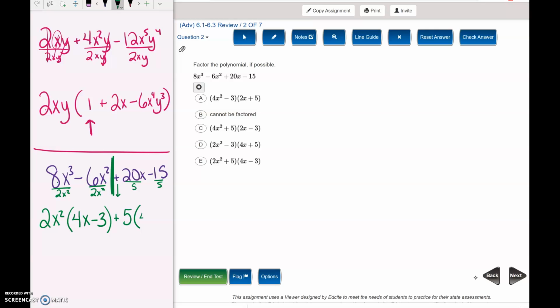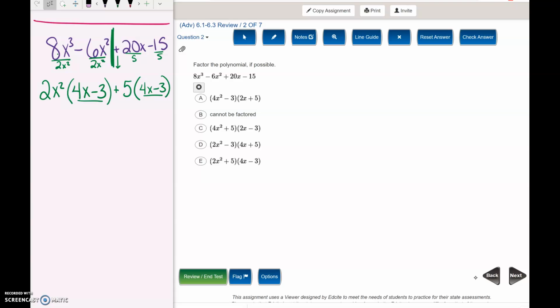20x divided by 5 is 4x. Negative 15 divided by 5 is negative 3. You need these 2 sets of parentheses to match. If they don't match, you did something wrong. Your factored form is 2x squared plus 5, 4x minus 3. It might not be in the same order, or it might be, but you need one of the parentheses to be 2x squared plus 5, the other to be 4x minus 3.